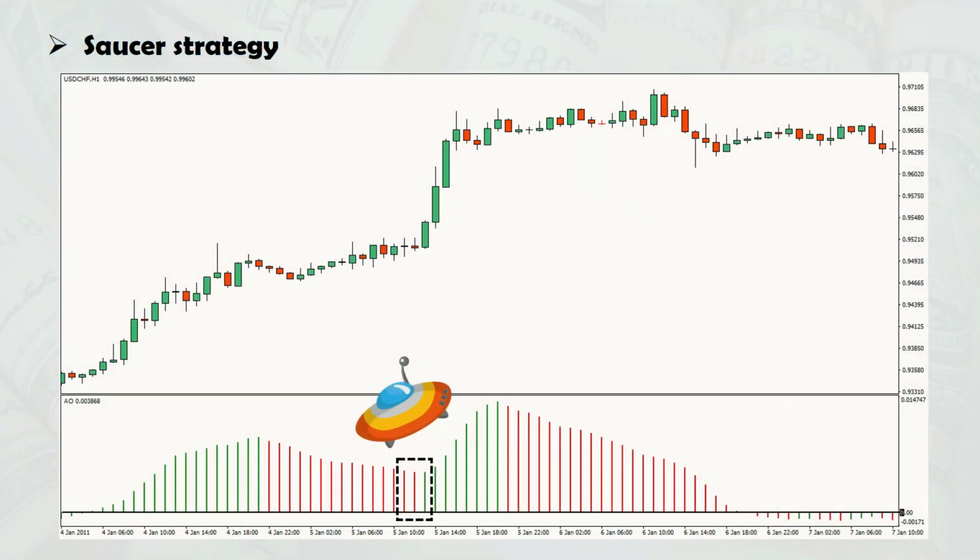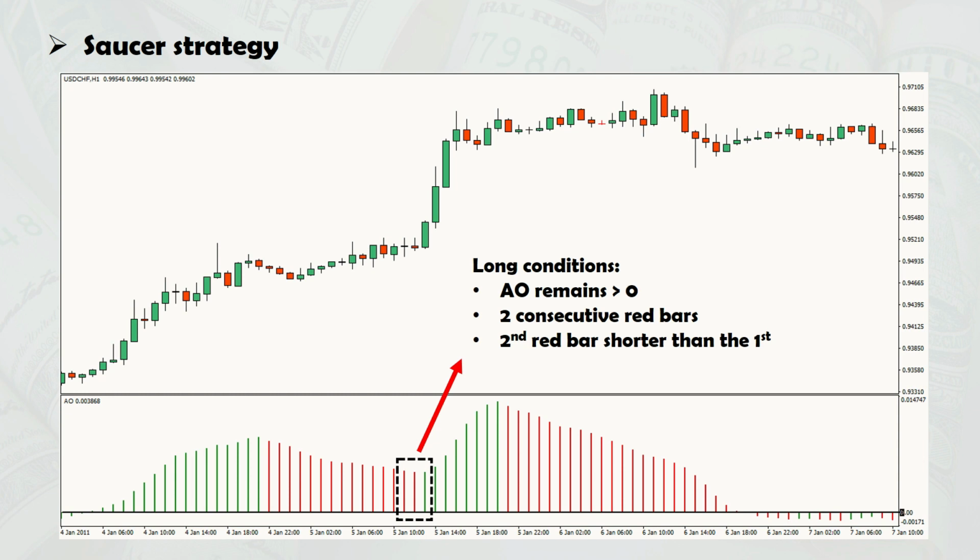This strategy relies on a 3-bar pattern called the saucer, so-called because of the shape it forms on the oscillator chart. Long entry conditions are as follows. The oscillator is above 0, and remains above 0 while the following conditions are met. There are 2 consecutive red bars, with the second bar shorter than the first. The third bar is green.